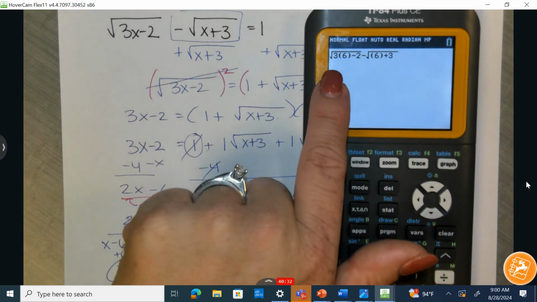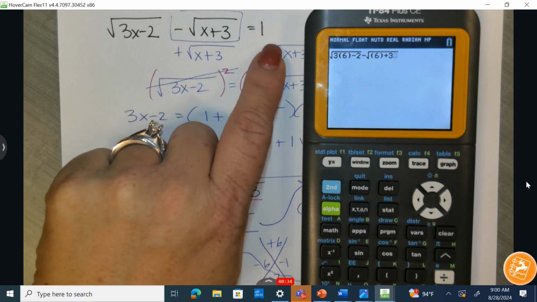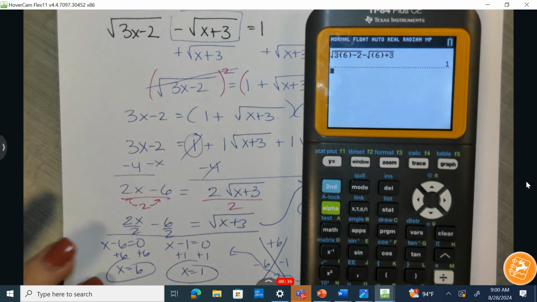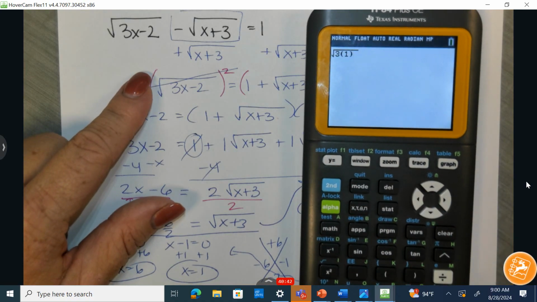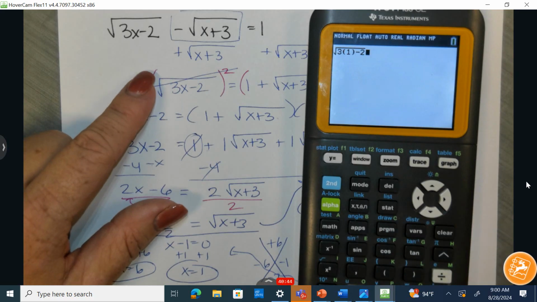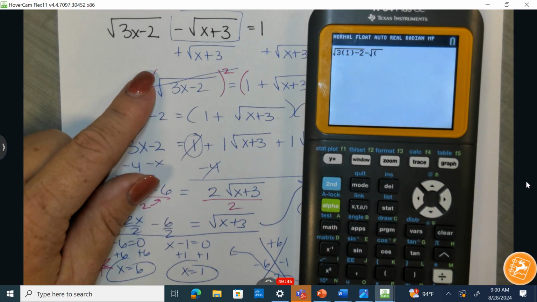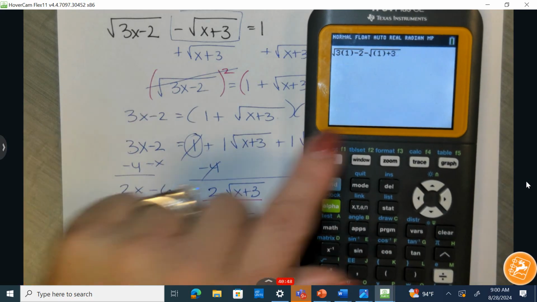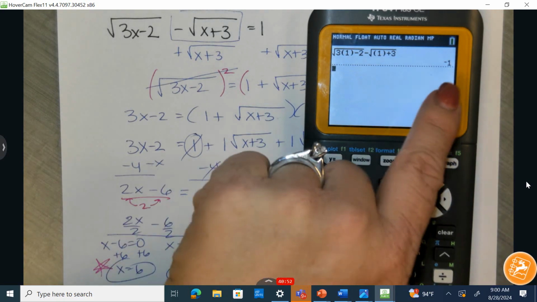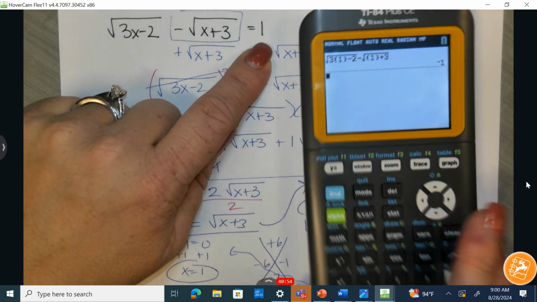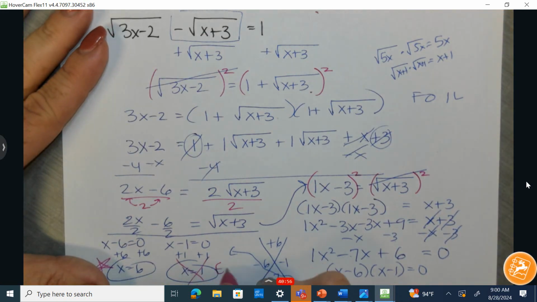So I plugged in 6, put it in parentheses, and I want it to equal 1. It equals 1. That tells me that I know 6 is an answer. I'm going to do the exact same thing and see if I can beat some of you. You definitely could have used mental math if that's what you prefer. I plugged in 1. Did you guys also get a -1 as an answer? Does -1 equal +1? No. Cross it out and write an extraneous solution.